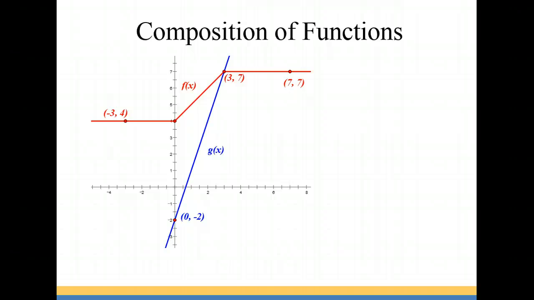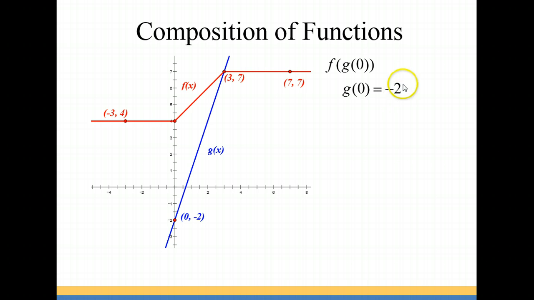We can also evaluate composite functions by using their graphs. In this case, the red lines represent f of x, and the blue represents g of x. We want to find f of g at 0. So what we're going to do is first evaluate the g function at 0. Going to the graph and looking to see where x is 0, we see that our output is negative 2. Now that was our inner function.